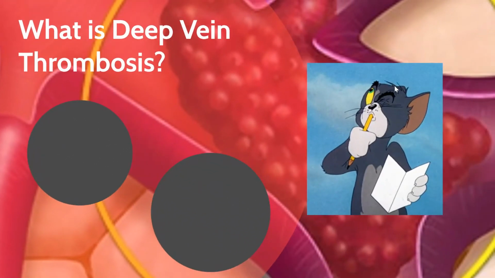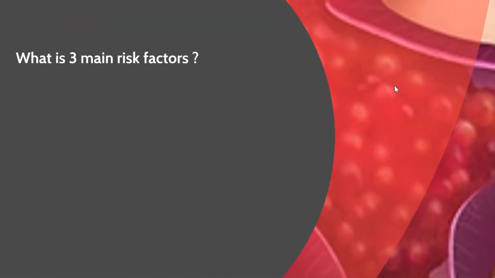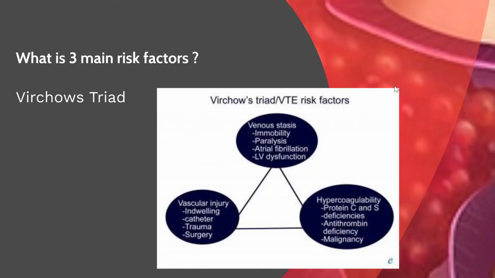So, what are the main three risk factors of DVT? As we all know, we have Virchow's triad, which has three main components. First is venous stasis, in patients who are immobile, paralyzed, and so on. The second is vascular injury: indwelling catheter, and then trauma and surgery. And the third is hypercoagulable state: protein C and S deficiencies, antithrombin deficiencies, and also malignancy.